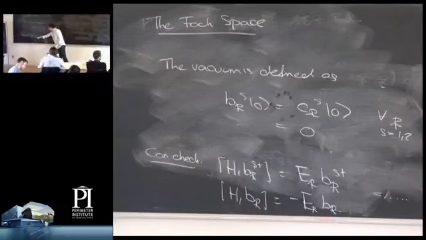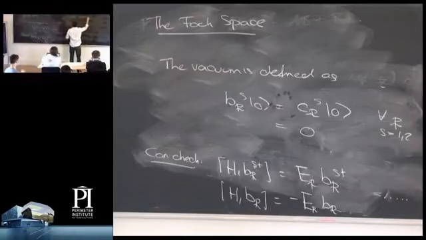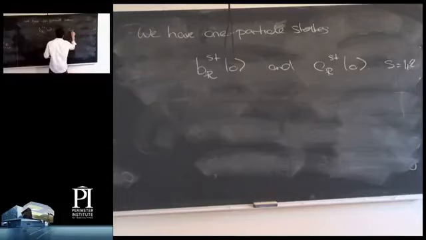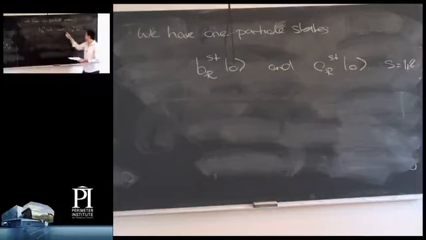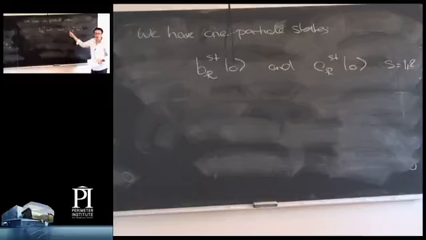Good, so these create states that have this energy. It's the same argument we saw for the bosonic case. So we have, as a first example, one particle states of the form B_s dagger acting on a vacuum and C_s dagger acting on a vacuum. These are going to be interpreted as particles and antiparticles.